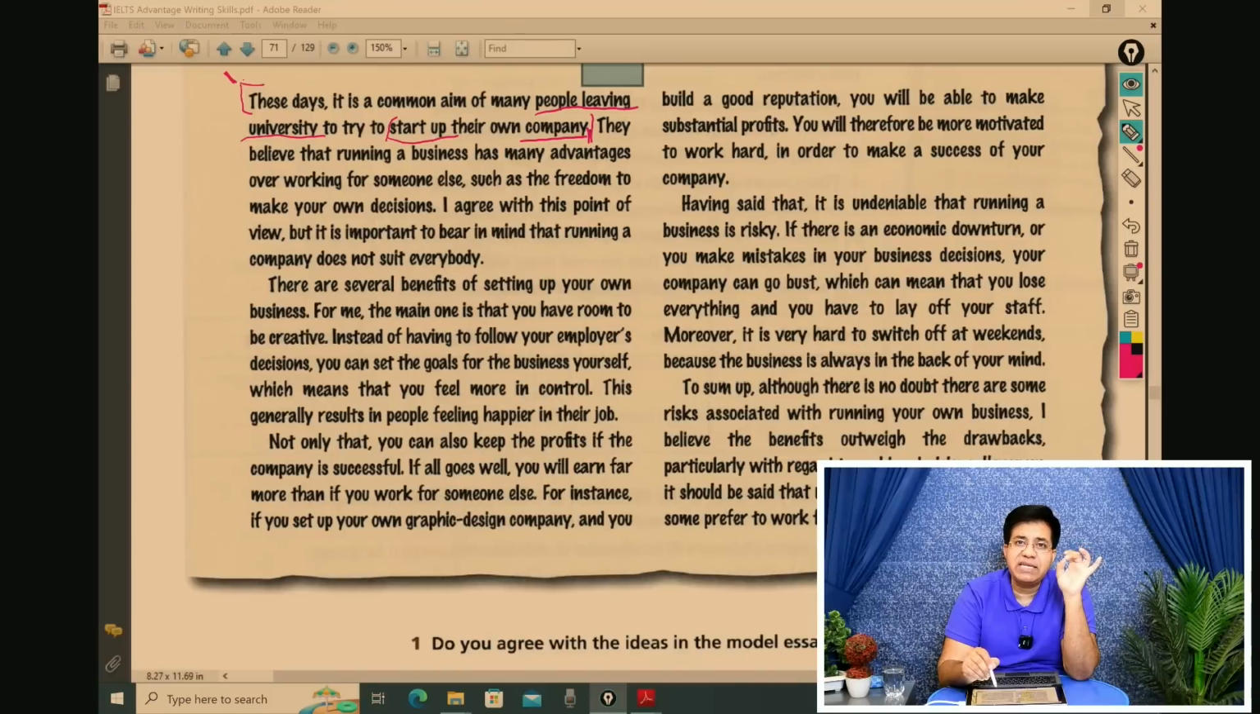Now, the second sentence is to add another sentence to support the first one. And it's not compulsory, but I think you should write it. But if you don't write it, no problem.